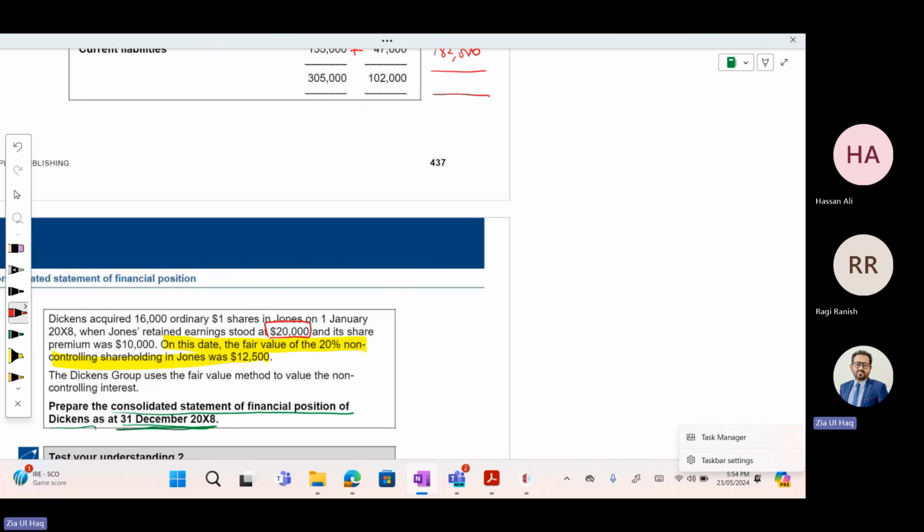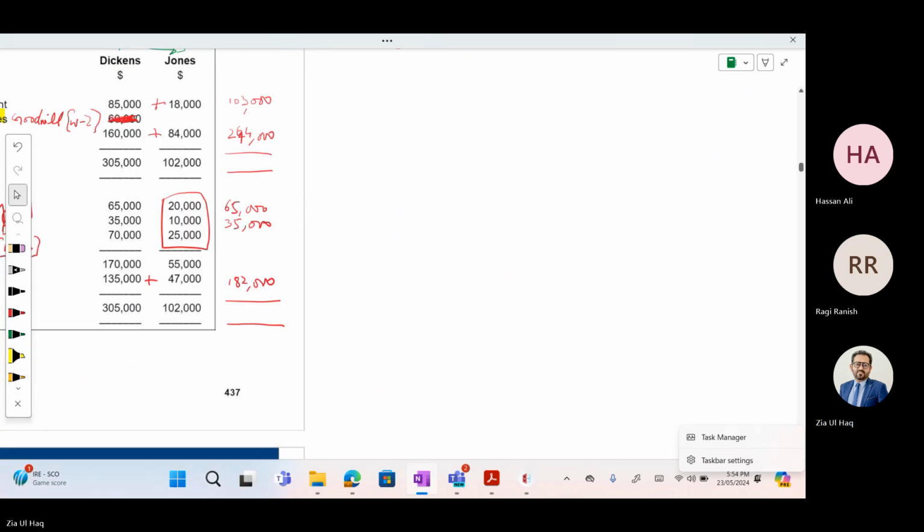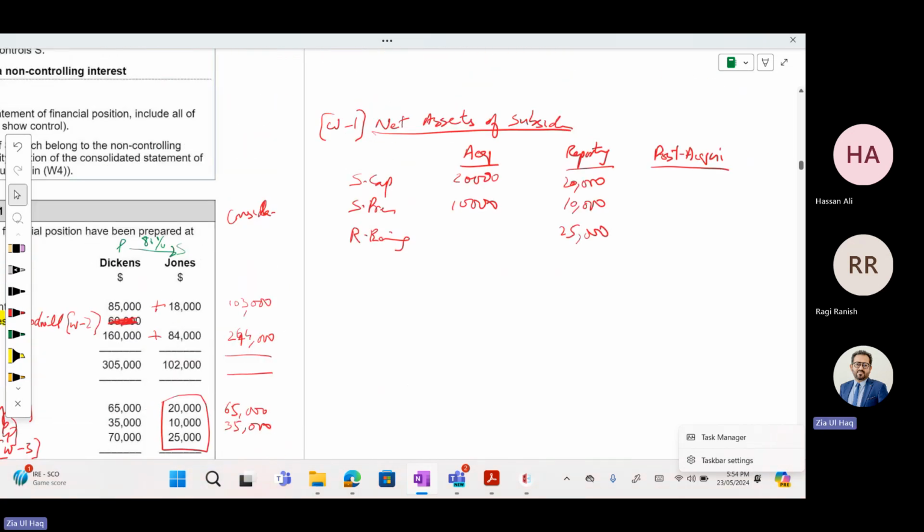On 1st January 2008, John's retained earnings were 20,000 and his share premium was 10,000. What is the total of net assets at acquisition date? What is the total at reporting date? In post-acquisition, there is no change, but in retained earnings there is a change of 5,000.